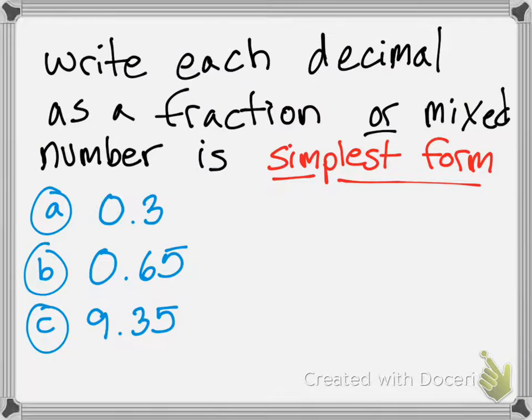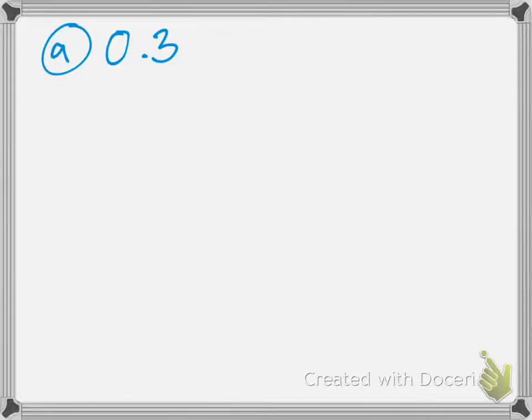So to start, we have these. I want you to write each decimal as a fraction or a mixed number in simplest form. So I want you all to try this. Let's look at this. Who can read me this number? And I don't want you to say 0 point. I want you to read it properly. Who can read me that number? Alexandria.